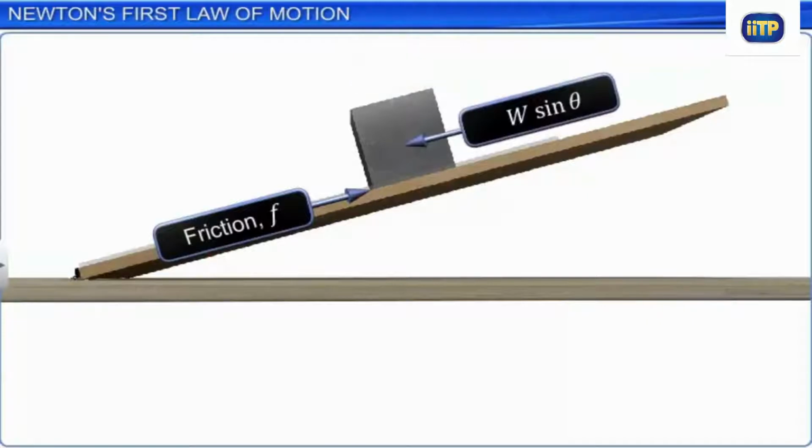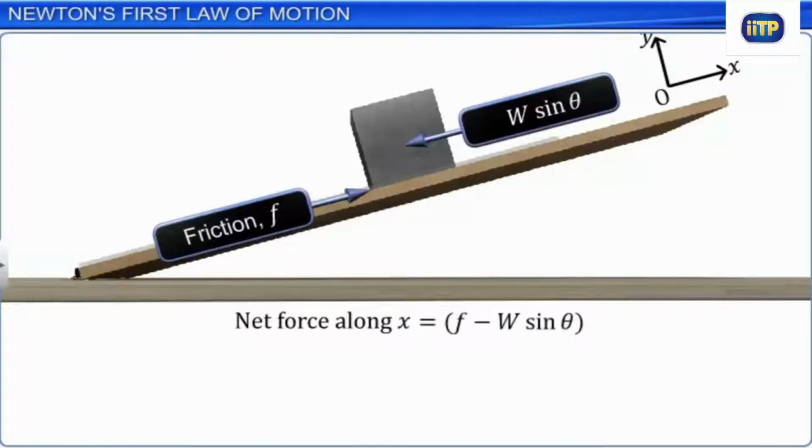There is no motion of the iron cube in the x direction. That is, the iron cube is at rest as far as the x direction is concerned. This implies the net force in the x direction is 0. Net force along x is equal to F minus W sin theta is equal to 0. Therefore, F is equal to W sin theta.